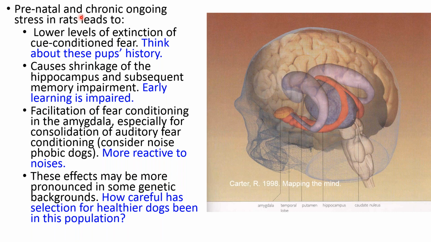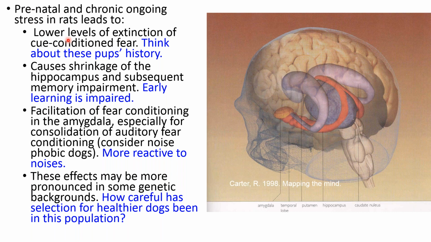The research I'm about to talk about is largely from the rodent literature, but it's now being demonstrated in humans. I don't see the studies yet being funded in cats and dogs and horses, but I know they could be funded. And the reason people use rodents is you can have large numbers of animals and manipulate genes and manipulate the litter size. But from these studies, we know that prenatal and chronic ongoing stress, and this is in rats, leads to lower levels of extinction of cue-conditioned fear.